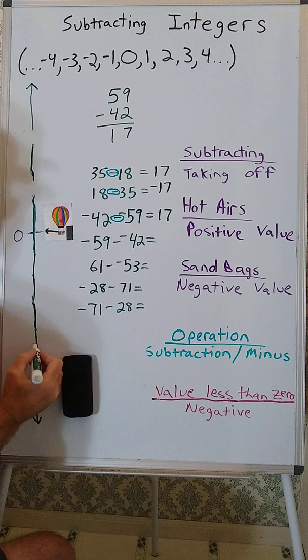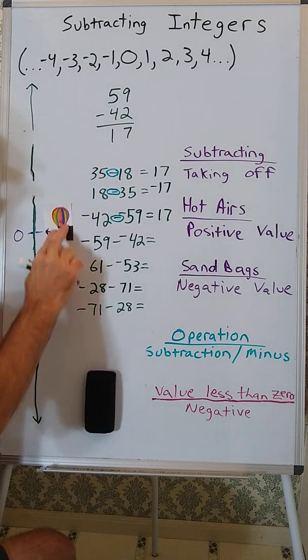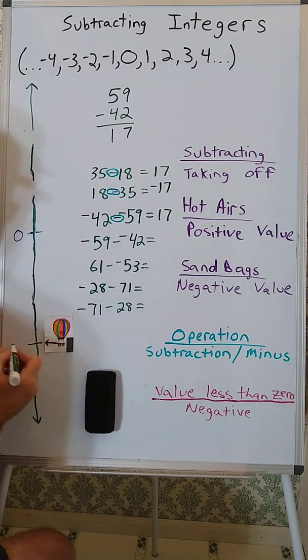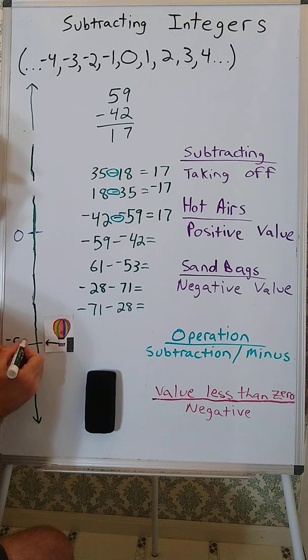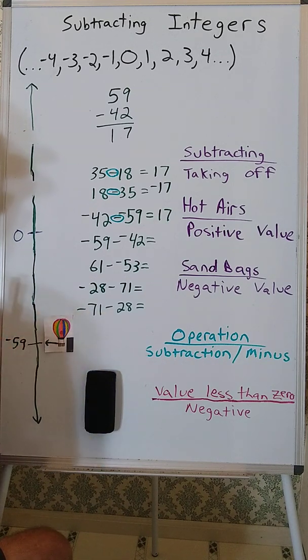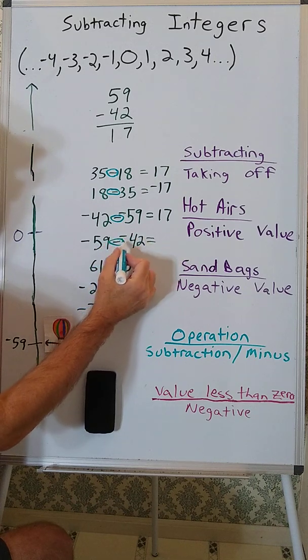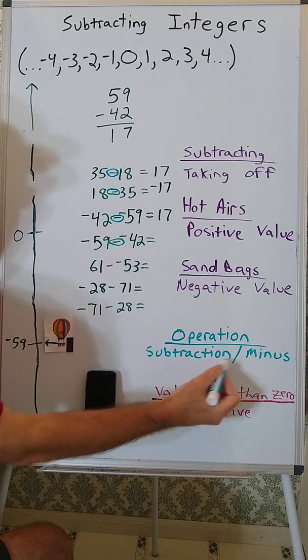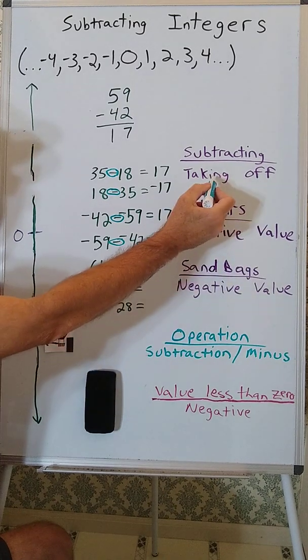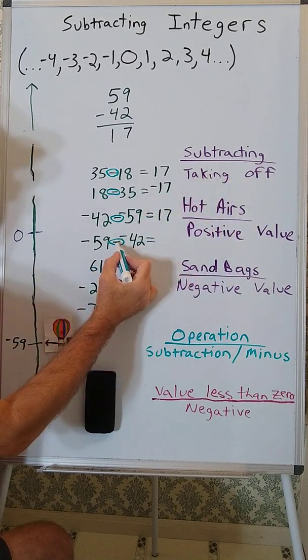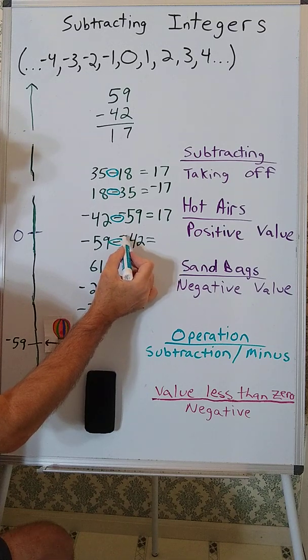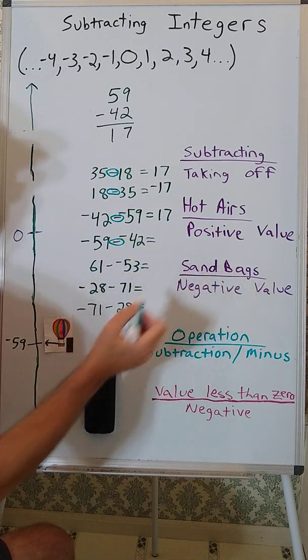Negative 59, so the balloon's going to start at negative 59 sandbags. And what's happening? Minus negative 42. So this is the operation of what we're doing, subtracting, taking off. What are we taking off? Well, the number after it is negative 42, so we're taking off 42 sandbags.